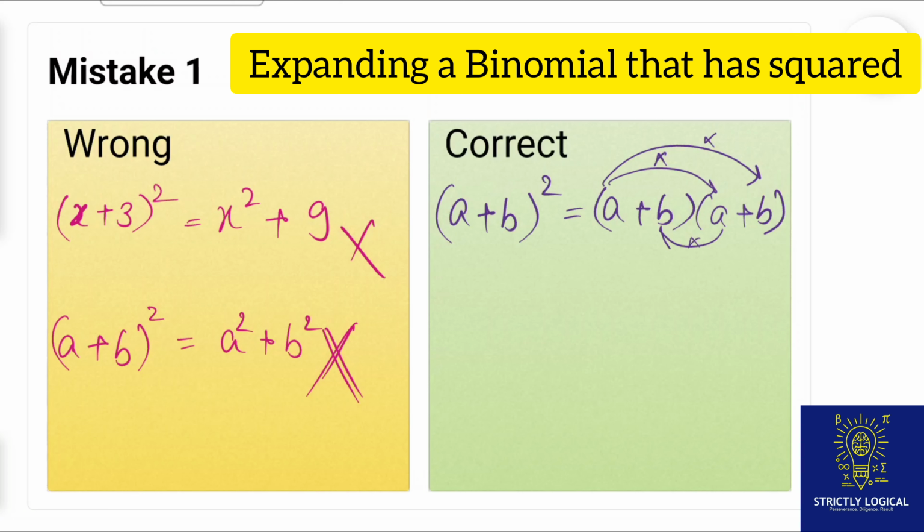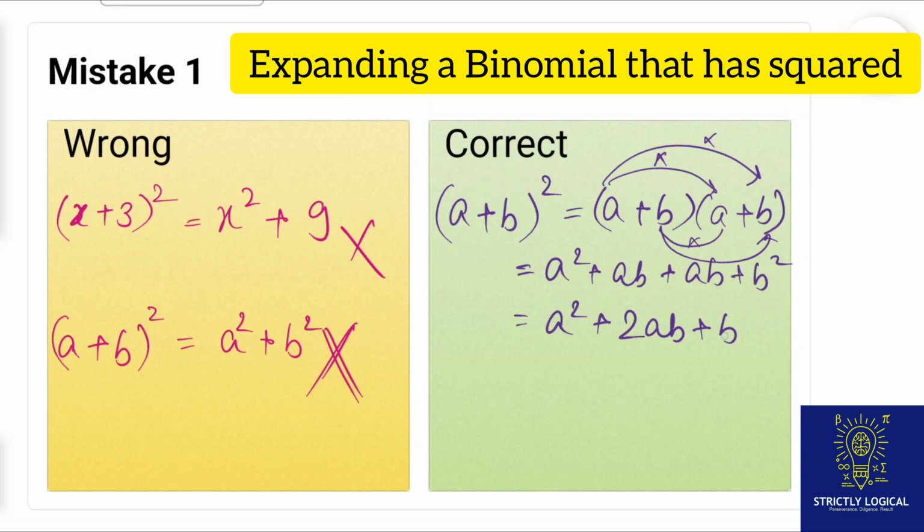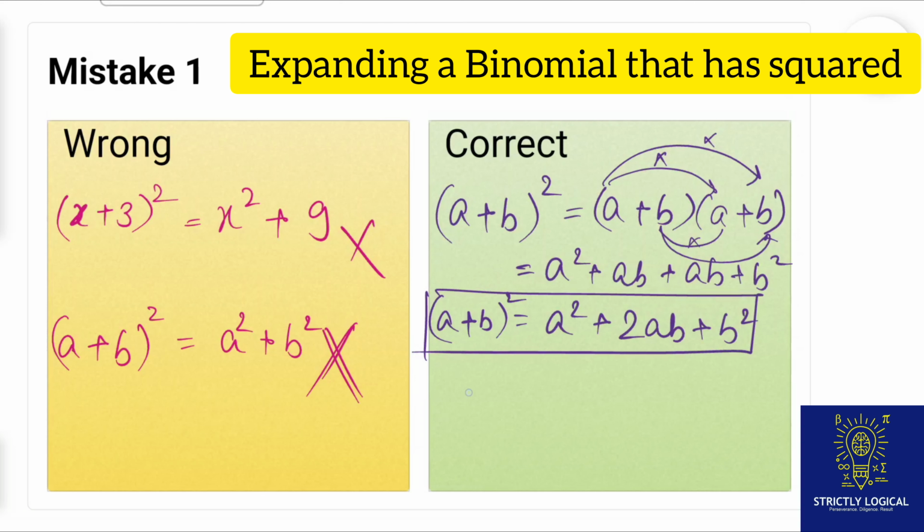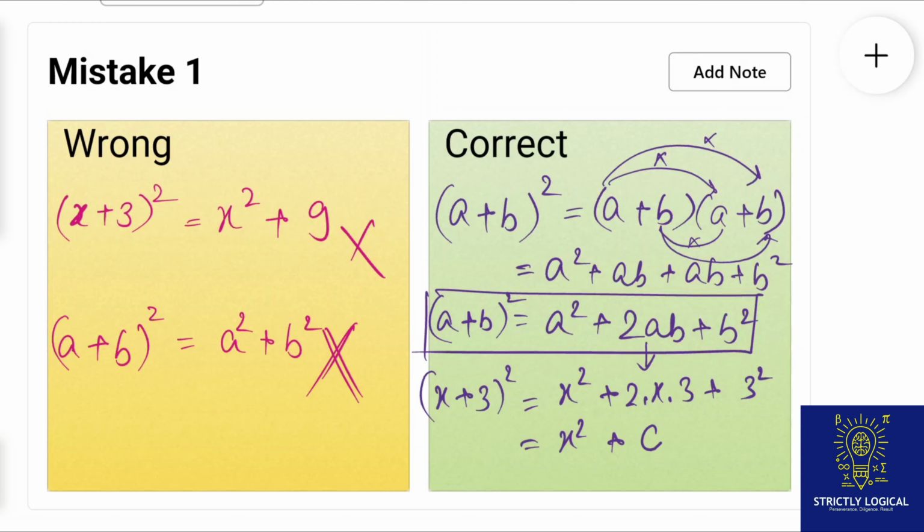Using the distributive property, a will get multiplied to all the terms of the second bracket, and similarly b will get multiplied to all the terms of the other bracket. If you simplify this, you will get a square plus 2ab plus b square. This is the correct solution of a plus b whole square. Similarly, for x plus 3 whole square, after simplification you will get x square plus 6x plus 9. This is the correct answer.